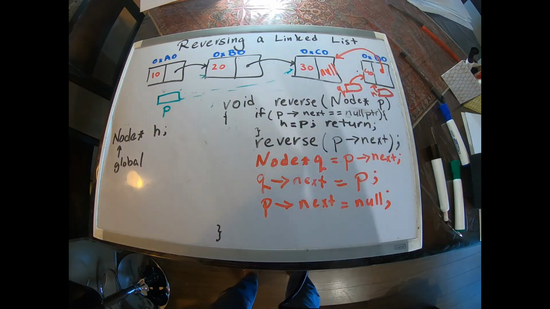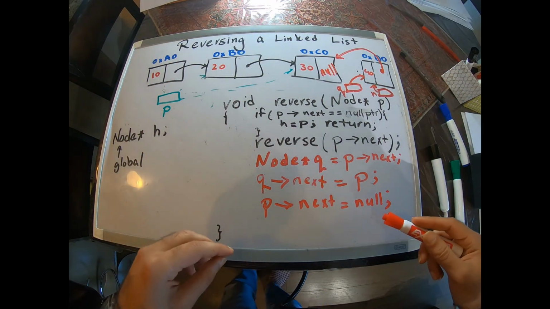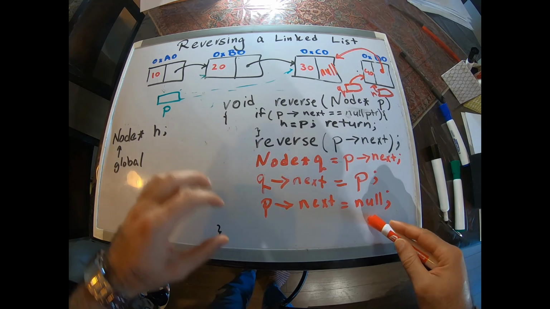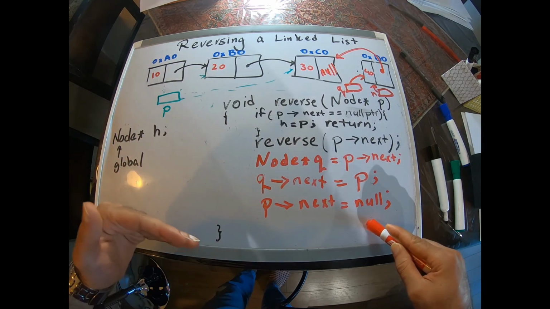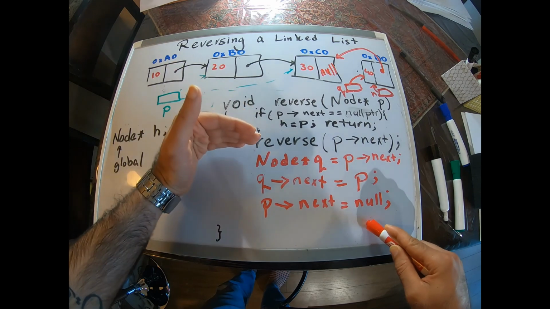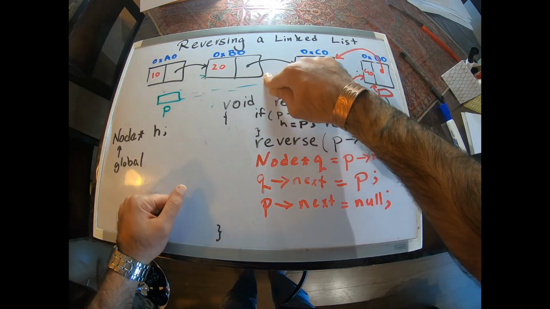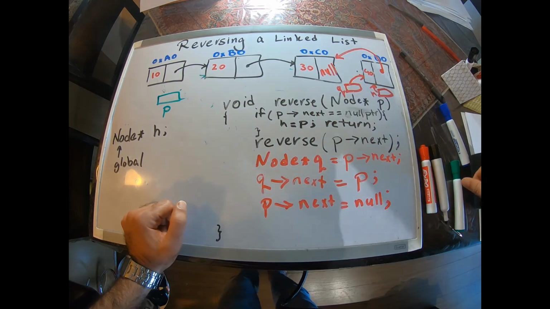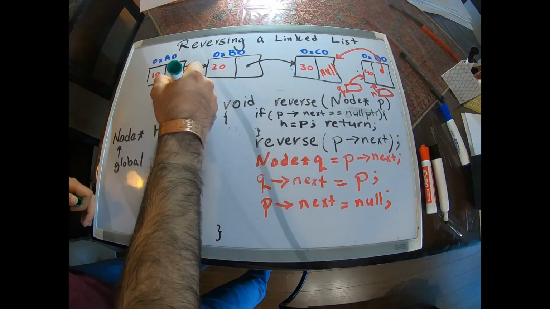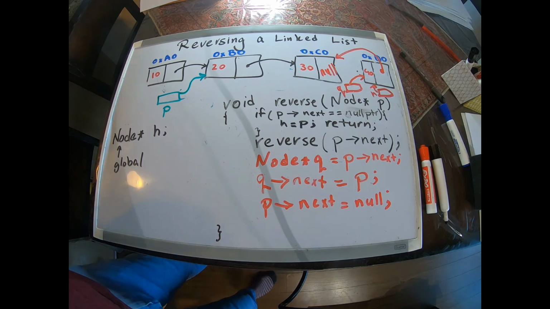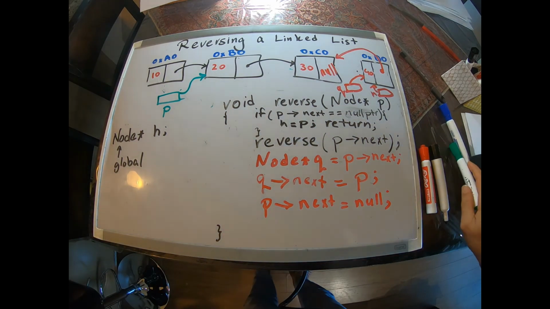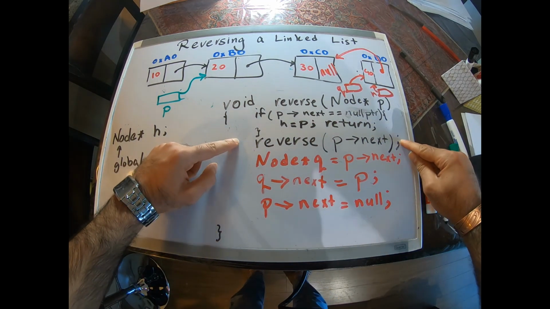Okay, so we did one node. This is what we wanted to do. Okay, so now the function is going to return. We got to the end of the function. It's going to return to the point that the function was called. Where was the function called? It was called at the point that P was pointing to this node, the previous node. So it's going to come back here.